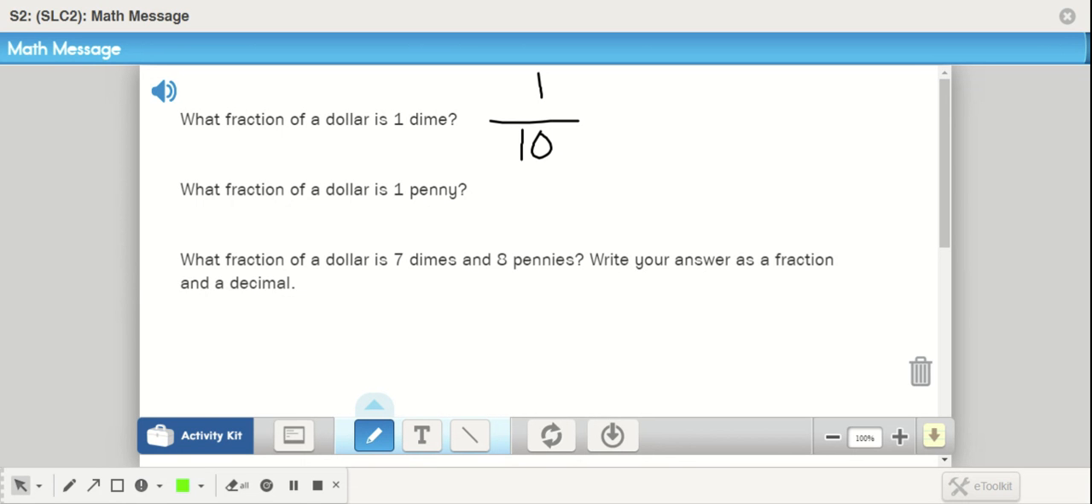What fraction of a dollar is 1 penny? Again, how many pennies would you need in a dollar? You need 100 pennies. And if I have 1 penny, that is my numerator. Okay, you can see that here.